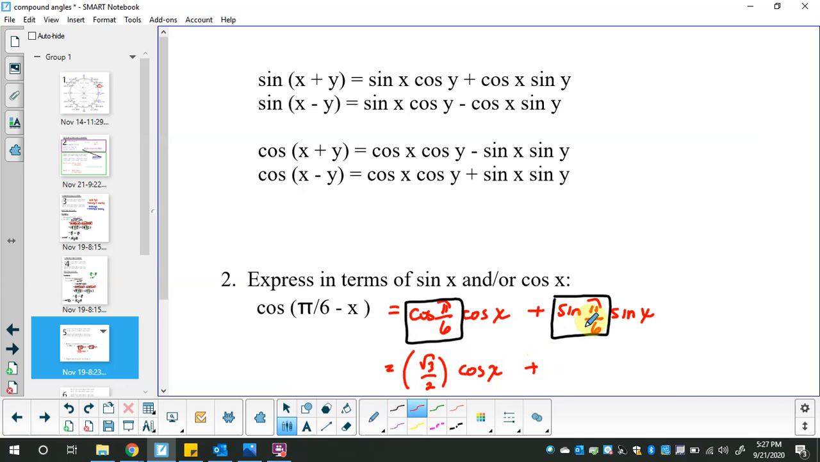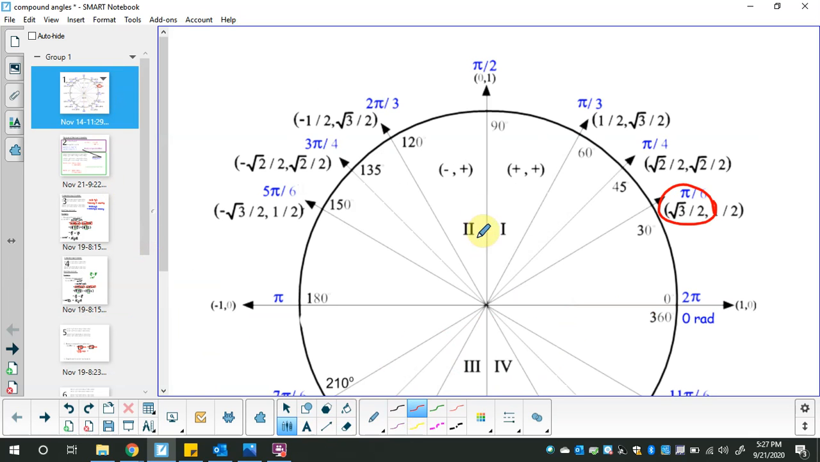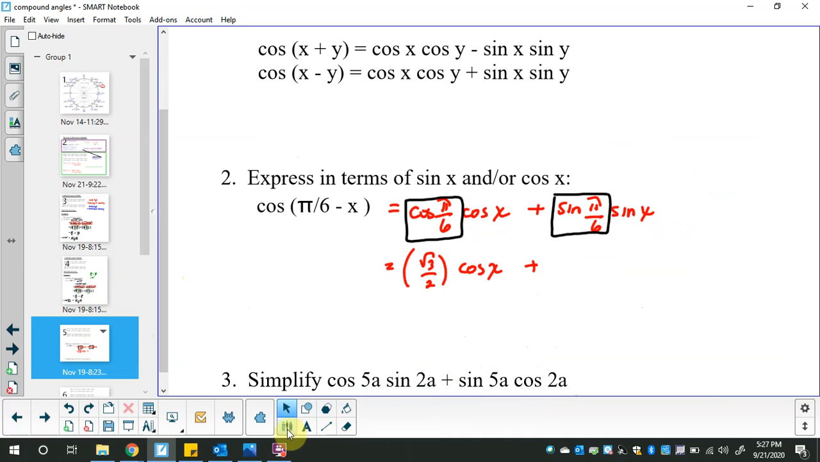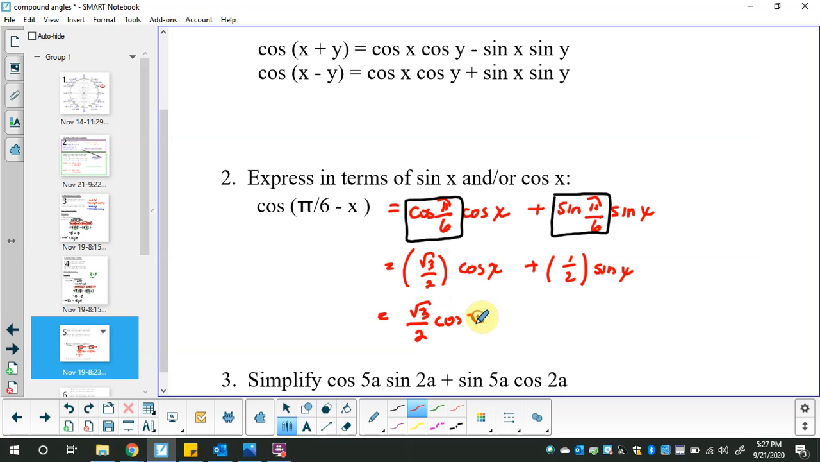Plus sine, go to sine pi over 6. So we're still at pi over 6. Sine is the second one, so that's a half. Now there's quite a few different answers for this question. Number one, I would take off the brackets and you could write it like this.